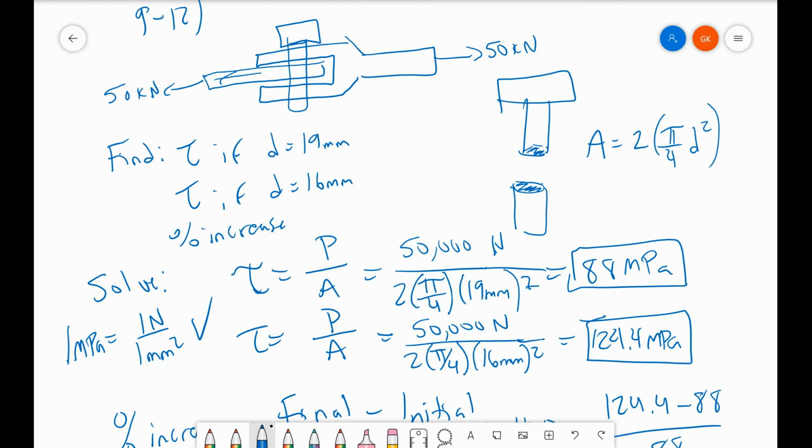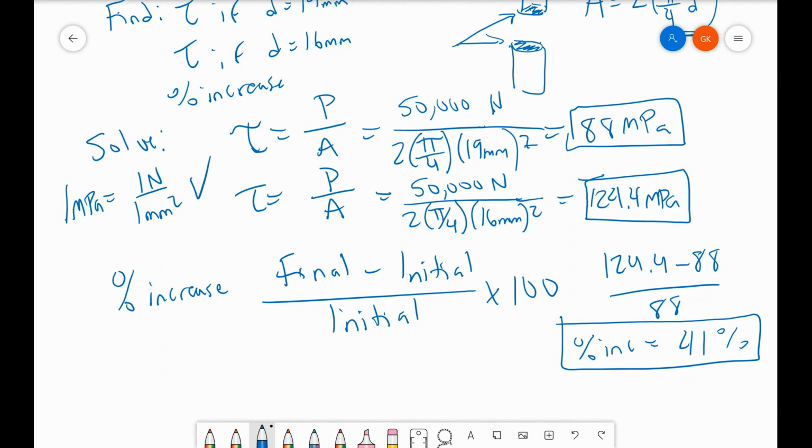Just in summary, remember that we have to look for all the surface areas that are shown when our piece cuts or breaks, because shear stress is all about cutting. In this case, it was the area of 2 circles. So our area equation was not just pi over 4 times d squared, it was 2 times pi over 4 times d squared. And we also learned that we can calculate percent increase by taking the final value minus the initial value over the initial value, then multiplying it by 100%.